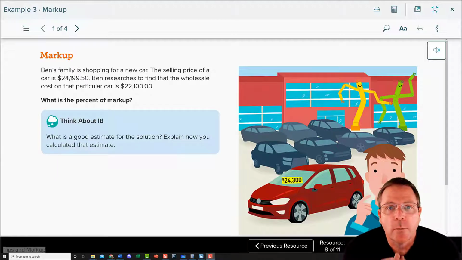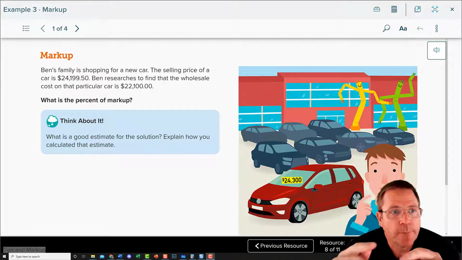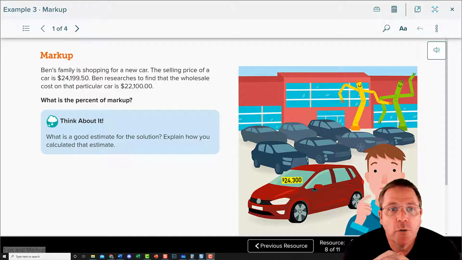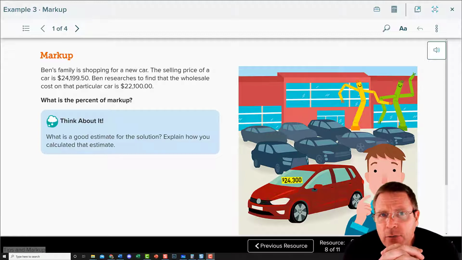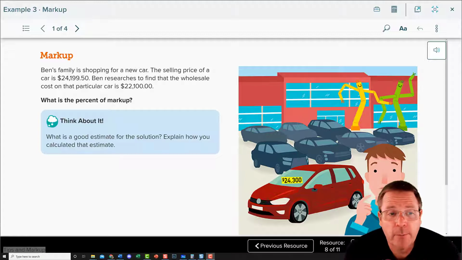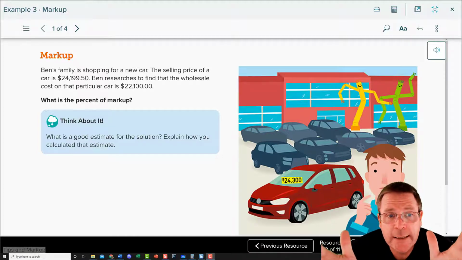Now we're going to get into some really good challenging stuff here. Ben's family is shopping for a new car. The wholesale price for the car is $24,199.50. Ben researches to find that the wholesale cost is going to be $22,100. And what we want to learn is, what is the percent of increase? Think about that. Percent of increase. That would be the percent markup is the percent increase.